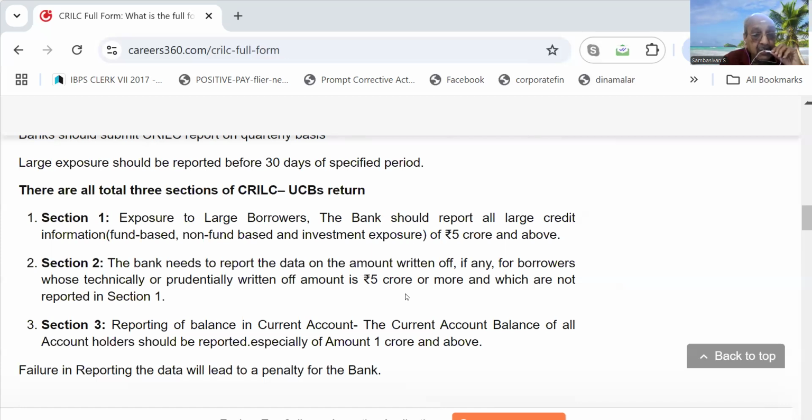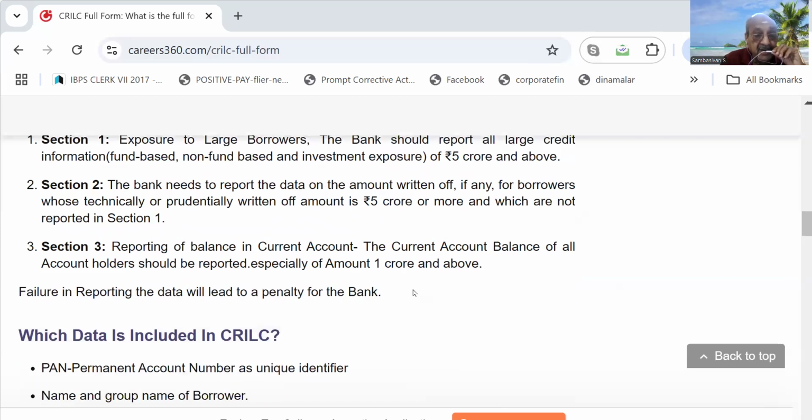Section 1, exposure to large borrowers. The bank should report all large credit information of 5 crore and above. Section 2, the bank needs to report the data on the amount written off, if any, for borrowers whose technically or prudentially written off amount is 5 crore or more and which are not reported in Section 1.